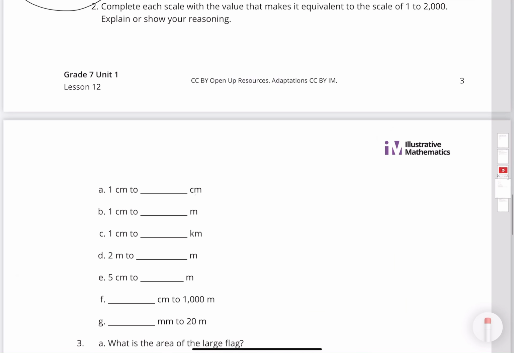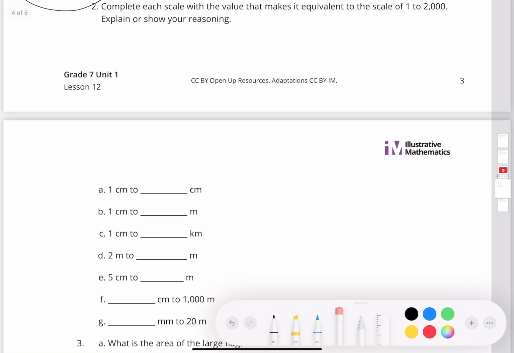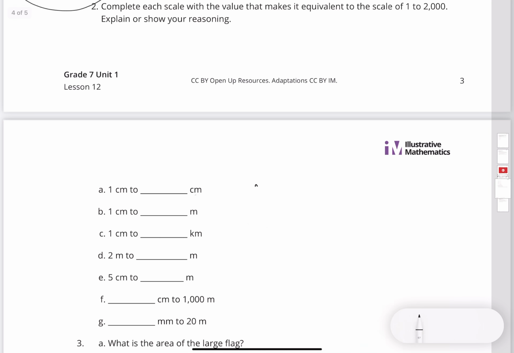Okay, so number 2, it says complete each scale with the value that makes it equivalent to the scale of 1 to 2,000. Explain or show your reasoning. So the scale is from 1 to 2,000. I'm putting this in ratio form because we've been talking about ratios a lot, and I want y'all really to make that connection between ratios and scale factor or scale. So notice that 1 and 2,000 don't have a unit, so we could assume that it's the same.